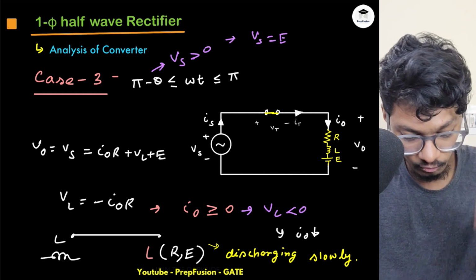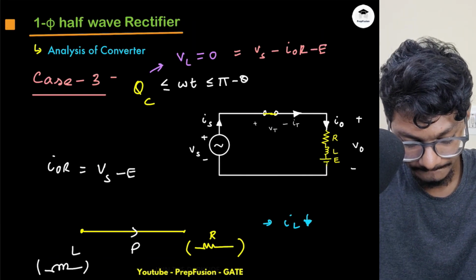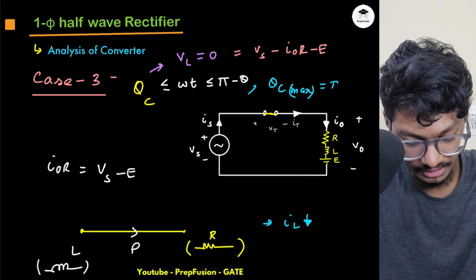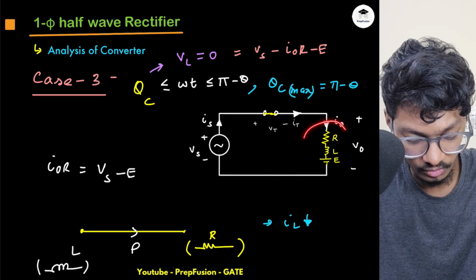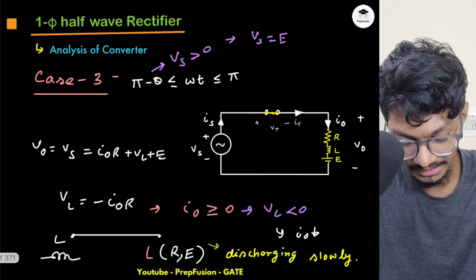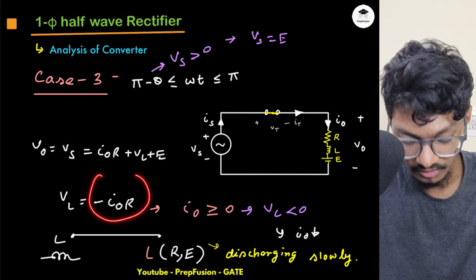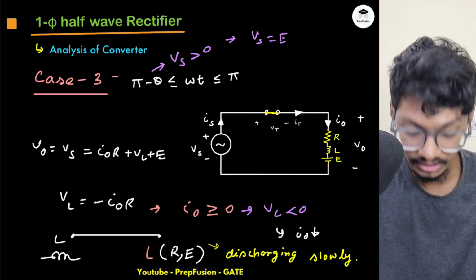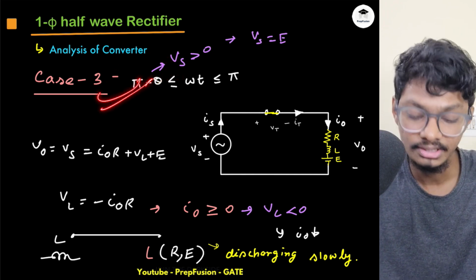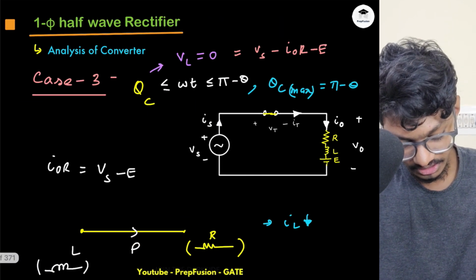So what can this theta c maximum be? Theta c maximum can be pi minus theta. Why? Because if there is no resistor, it will start to give energy to the battery only at this pi minus theta angle, because then only this VL will be negative, since I into R won't be present. If R is 0, then VL is 0 at this particular omega t. So from there also you can understand this intuitively. So it will discharge again.